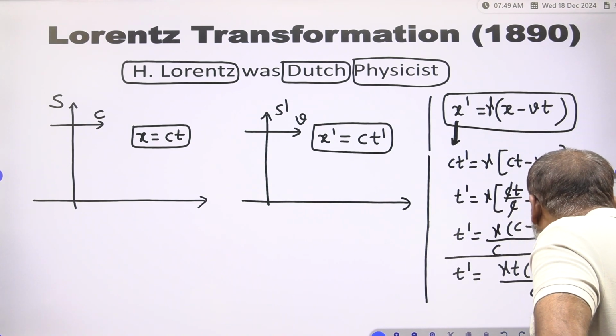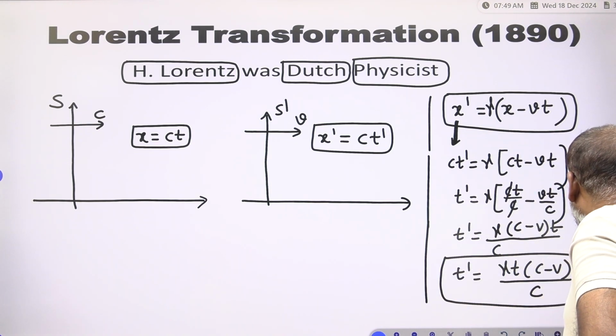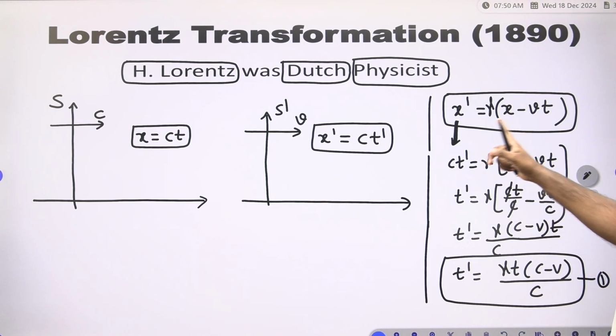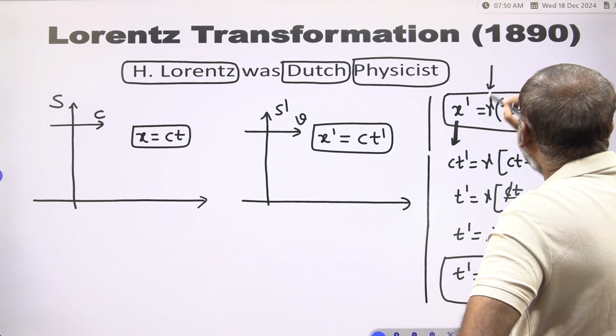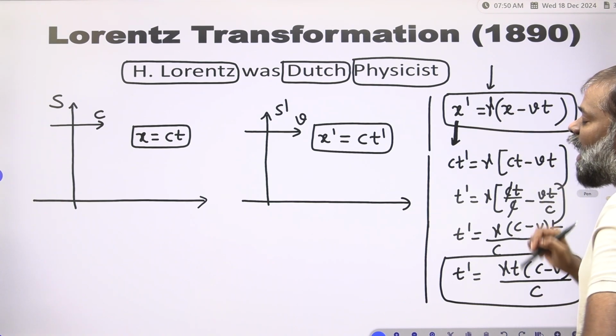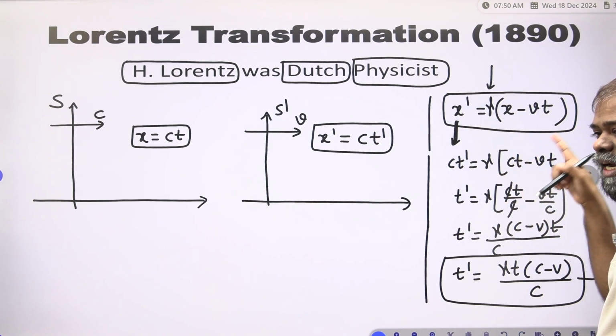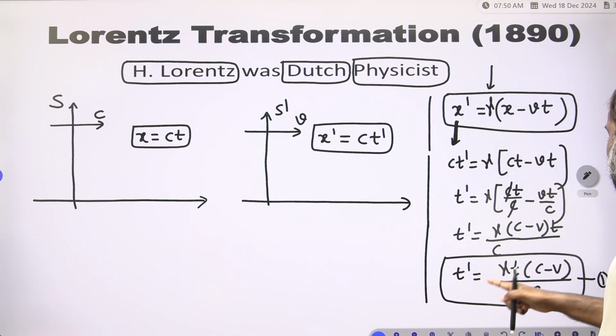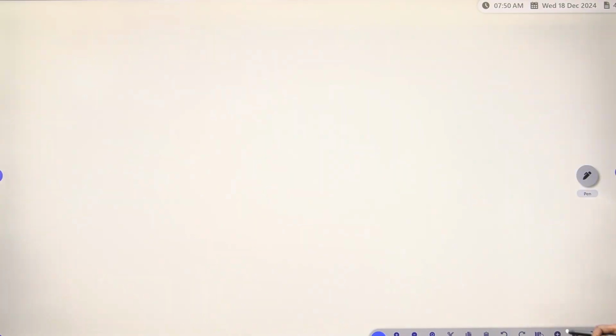I am writing this one as equation number 1. From the Galilean transformation, x dash is equal to x minus vt, but I kept it according to the Lorentz transformation. I am multiplying by one factor, that factor is gamma, that gamma I have to find out now. t dash is equal to gamma into t c minus v by c, and c is coming. Now, you know the thing.